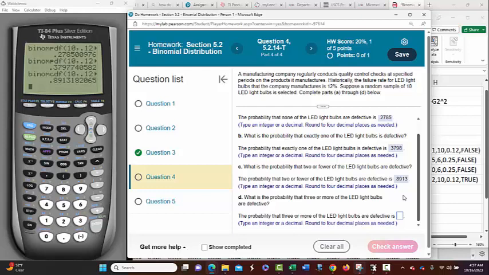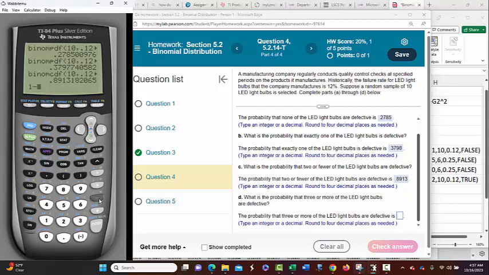But if you would have done it on the calculator, let's say it didn't have the 2 or fewer answer there, we could have entered it this way. 1 minus CDF. There's 10. Okay, we already have those. Those are still in there because we just did that one. Like that. .1087.